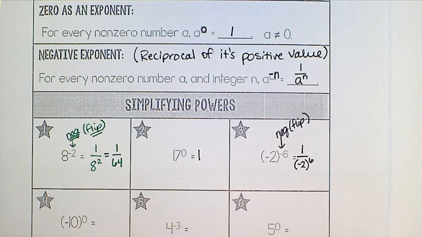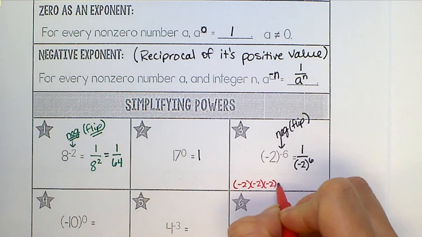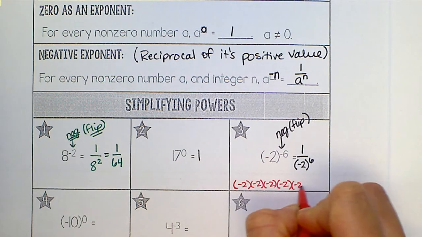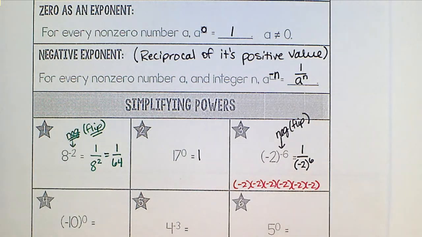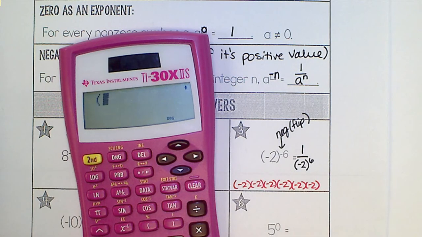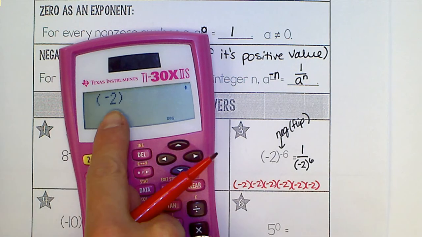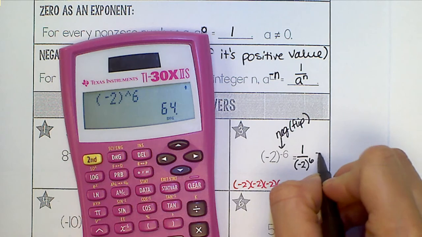Now keep in mind, negative 2 to the 6th is like saying negative 2 times negative 2 times negative 2 times negative 2 times negative 2 times negative 2. So that's what we have here, and the negative is in parentheses. If you want to use your calculator, make sure you use parentheses around your negative 2. Raise it, use that little triangle button, raise it to the 6th power, and we have 1 over 64, positive 64.